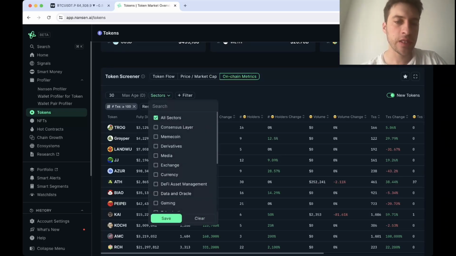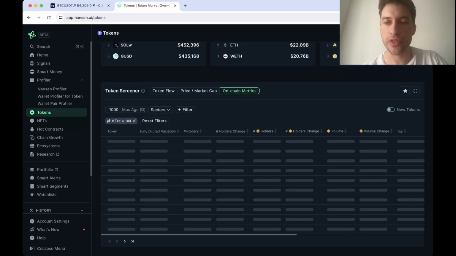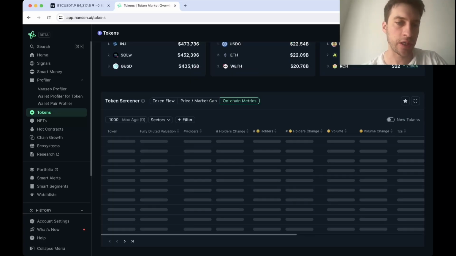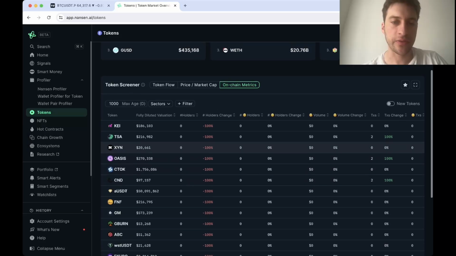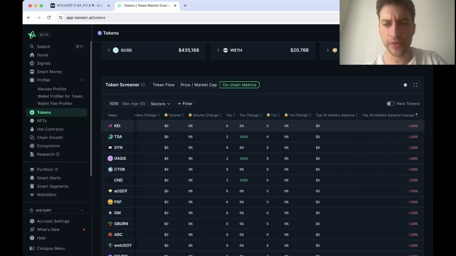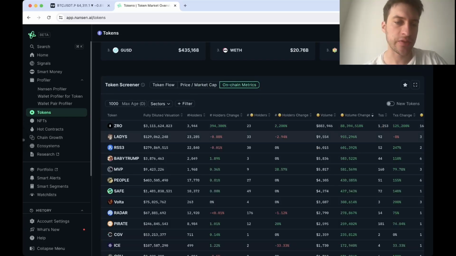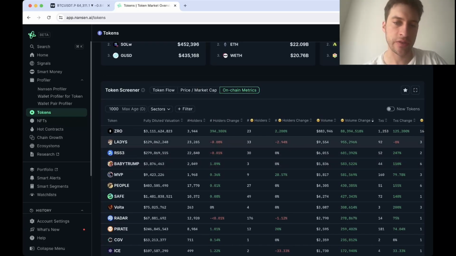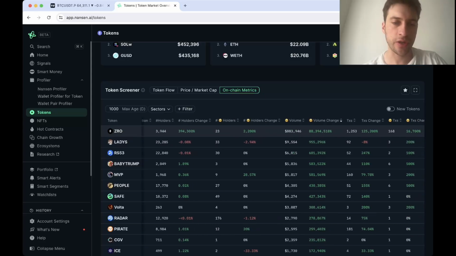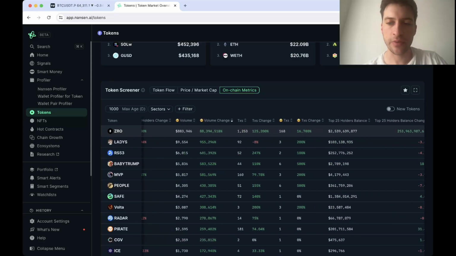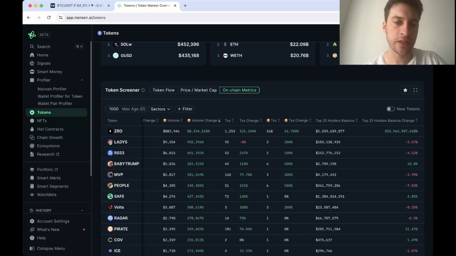What we can also do is look for just the absolute biggest tokens, which I can get rid of this. And we can look at stuff like even Ethereum. Now, if we look at stuff like Ethereum, you could do that in a few different ways. Yeah, so these are going to be the biggest coins right here. As you can see, the holders change. ZRO's been on a tear recently. Top 25 holders balance, stuff like that.